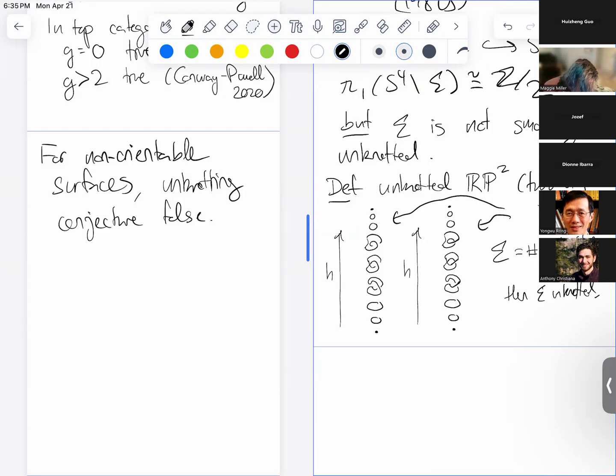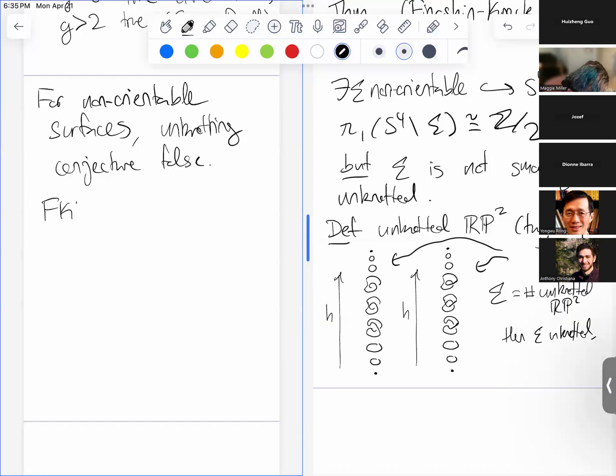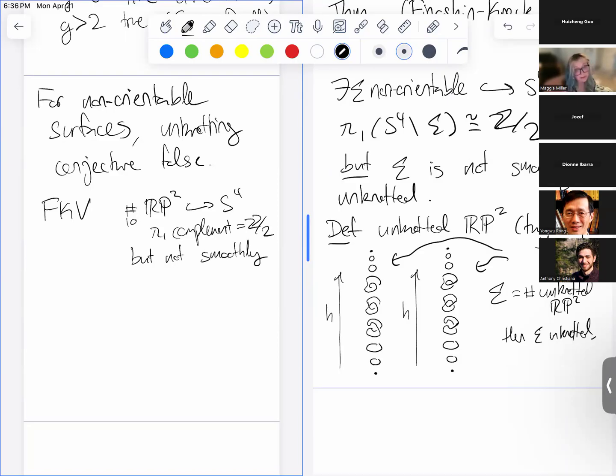Okay, so why is this important? Finashin, Kreck, and Viro gave examples in the 80s of connected sums of 10 RP2s. Some weird embedding of this kind of surface into S^4 that is topologically but not smoothly the unknot. It has fundamental group Z mod 2Z, so embedded in S^4, pi 1 of the complement is Z mod 2, but not smoothly unknotted. They did separately prove that these are topologically unknotted.